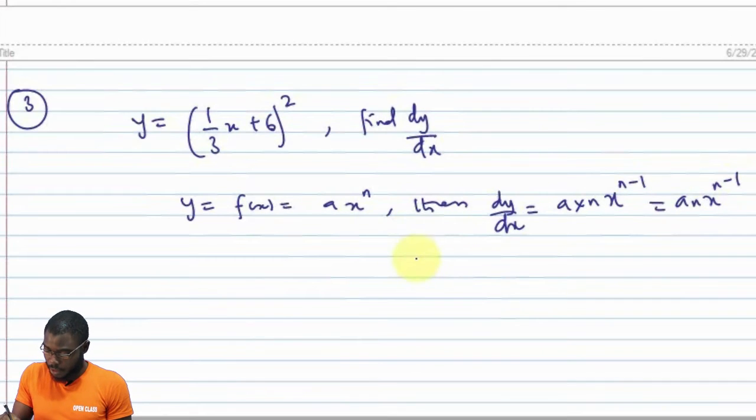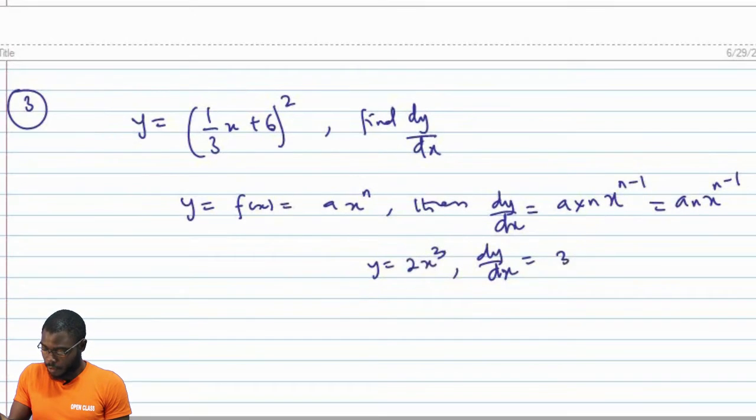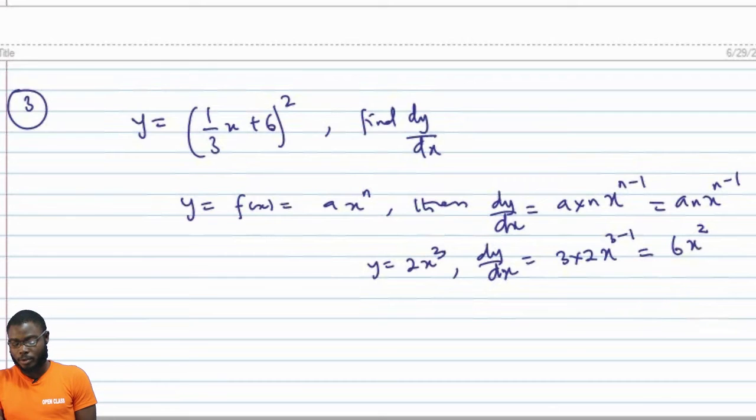An example of this is if you have 2x squared or 2x raised to power 3. If y equals this, and you're looking for the dy/dx of it, the dy/dx would be 3 times 2x raised to power 3 minus 1, and this will give us 6x squared. Okay, just to give you a background to that.